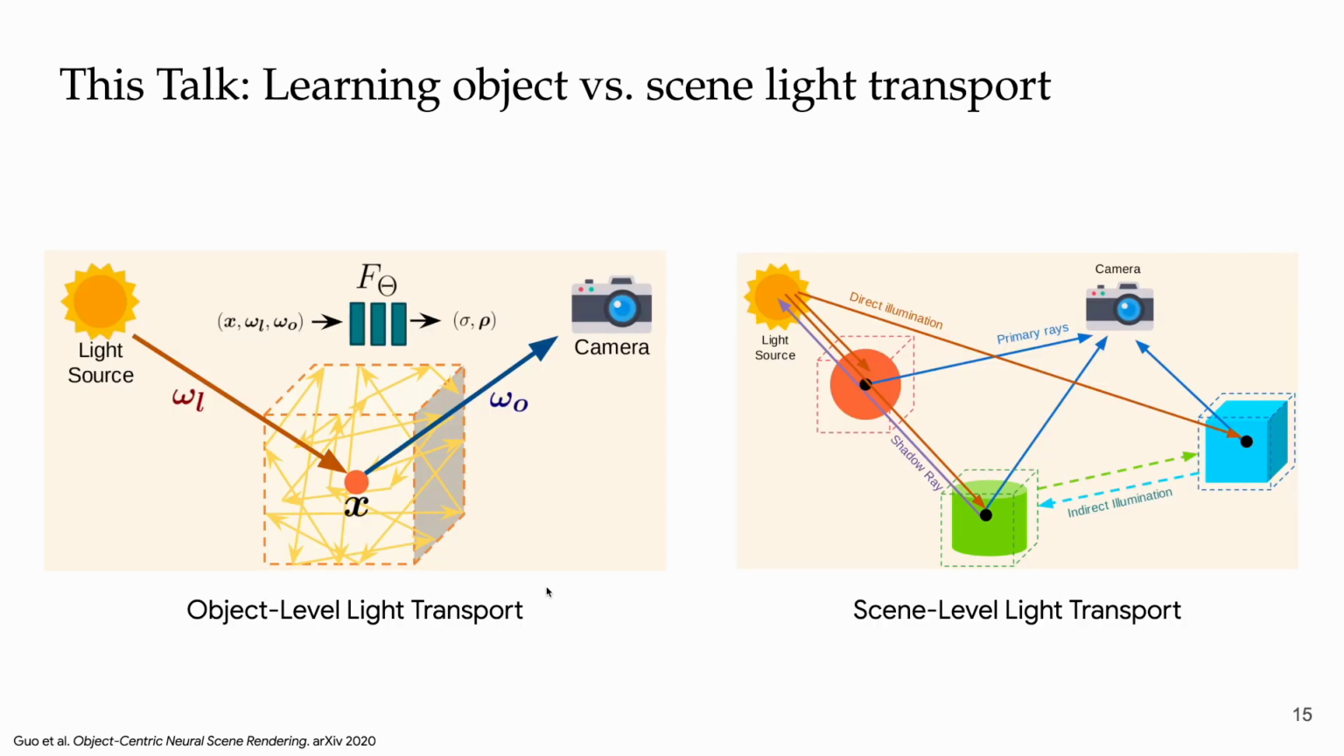In order to describe how this works, I'm going to break this talk into two main components. First, I'll talk about object-level light transport. This is about modeling how light transports for each object. Then once we've learned a model for each object, our goal is to figure out a way to compose these different objects into a scene.